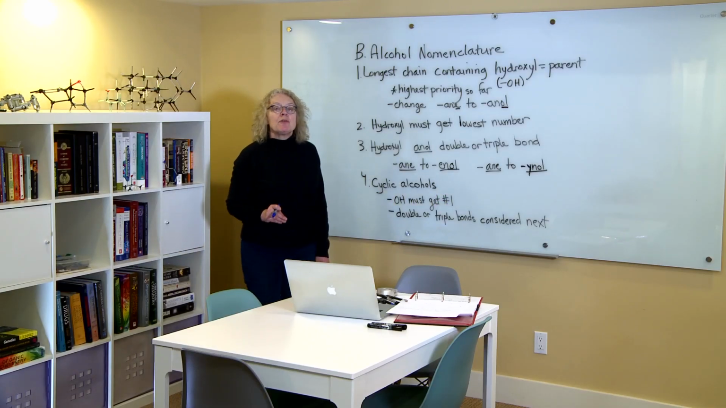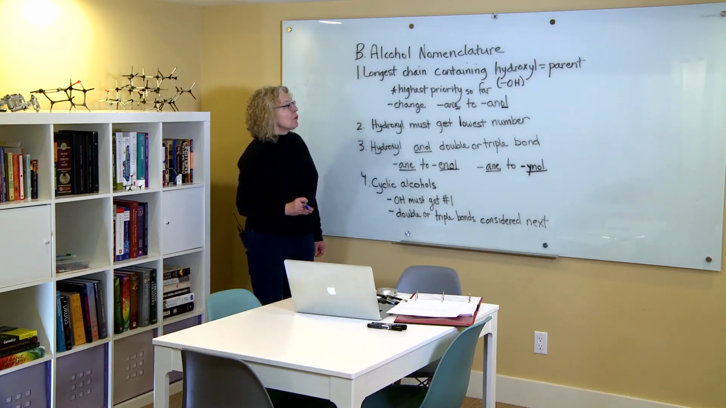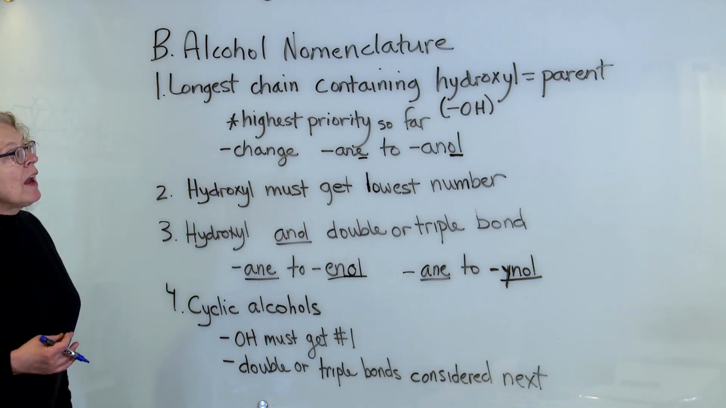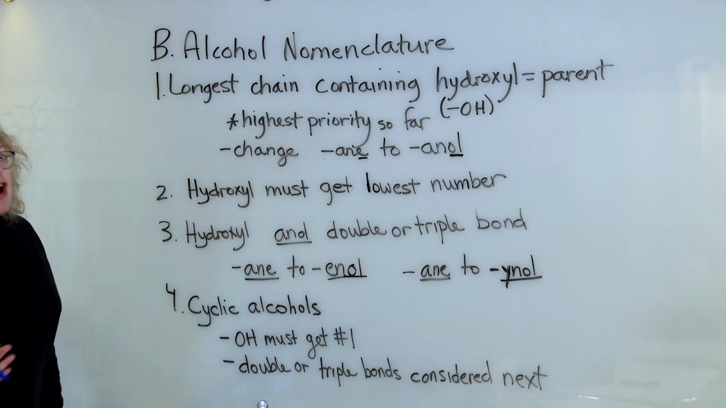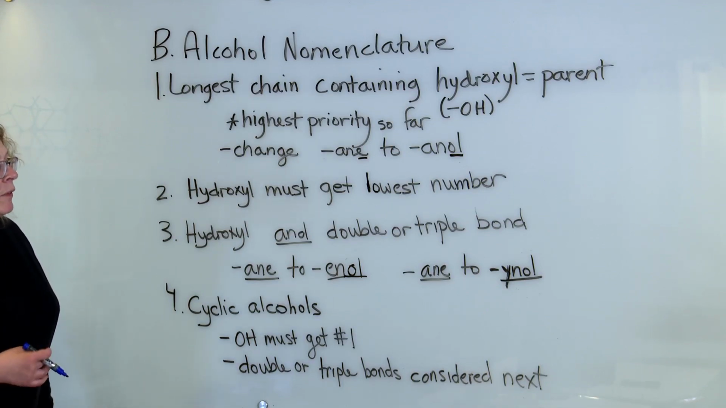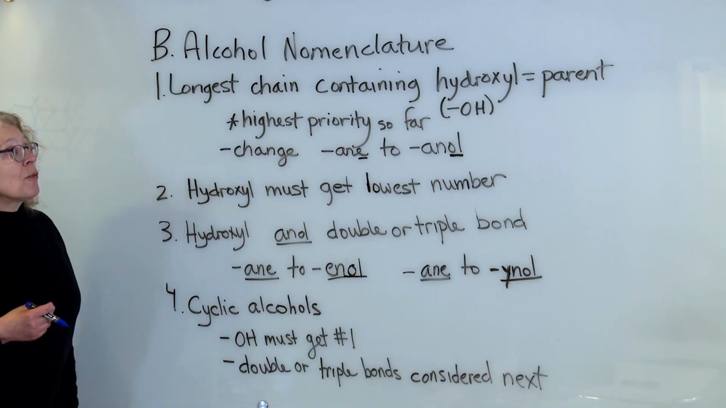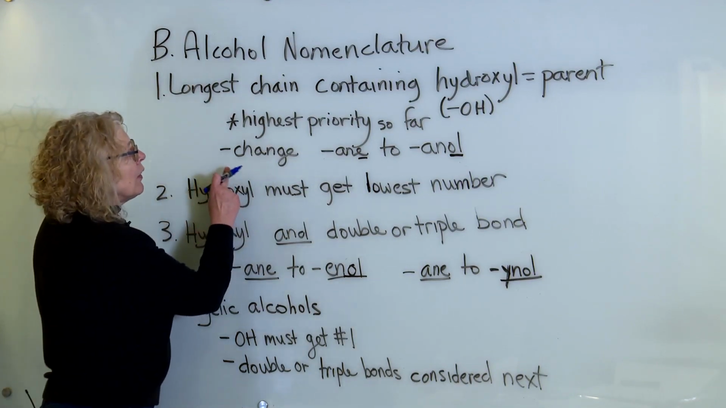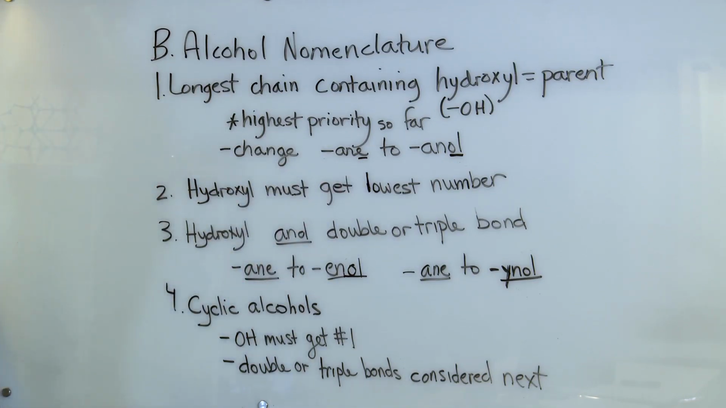Alcohol nomenclature is very, very important. There's a lot of alcohols that occur in organic chemistry. The rules follow the rules we already know. The longest chain containing the hydroxyl, which is the OH group, is the parent. It may not be the longest chain overall, but you have to pick the chain that has the hydroxyl. The hydroxyl or alcohol has the highest priority so far of any group we've looked at. If you have a hydroxyl, you change the parent alkane name E to ol.